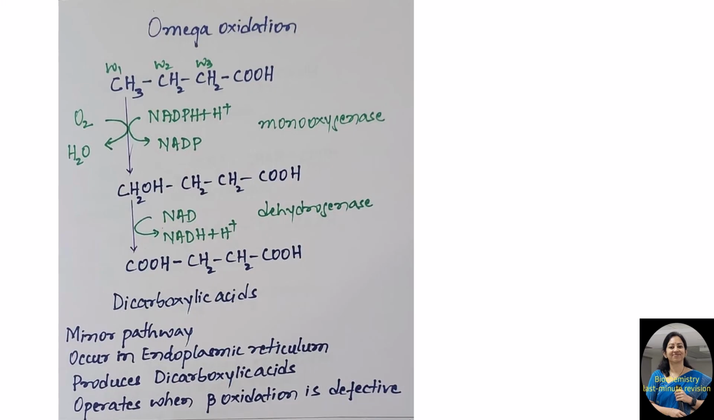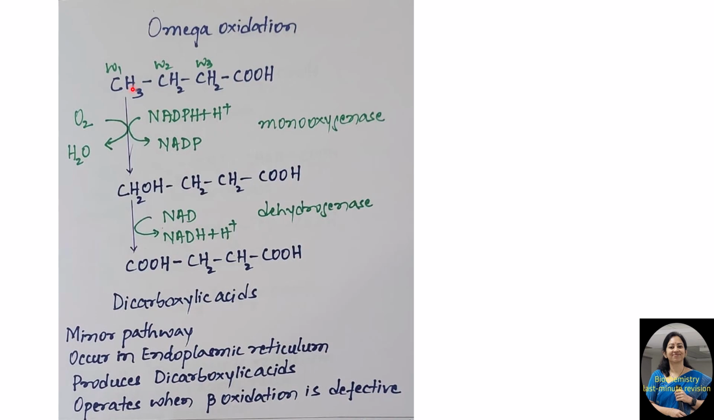Coming to omega oxidation. The fatty acid can be numbered either from the COOH end or from the methyl end. When we number it from the methyl end, we can number it as omega 1, omega 2 and omega 3. Now this omega oxidation is mainly done by monooxygenase enzyme.